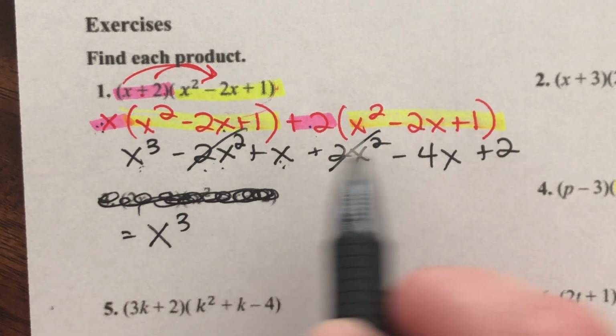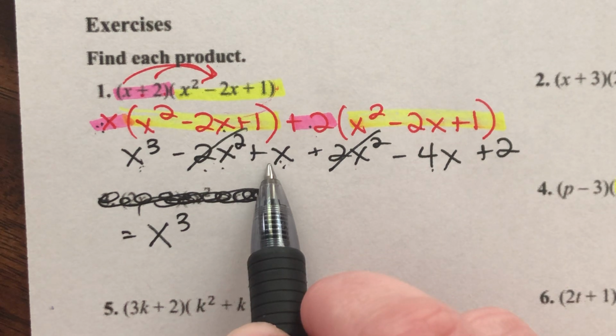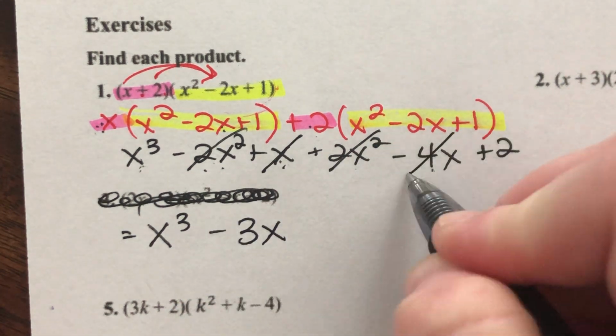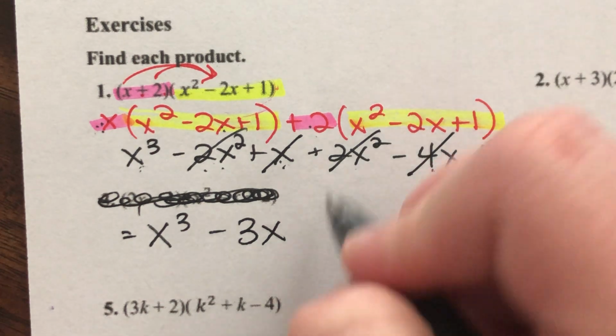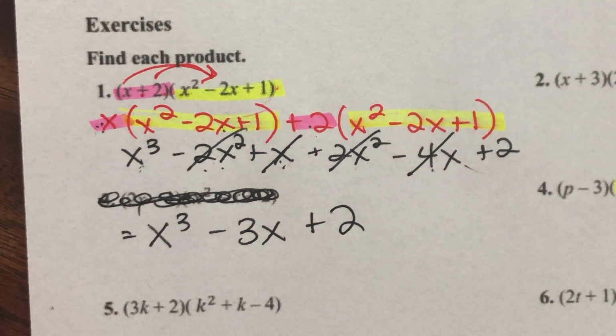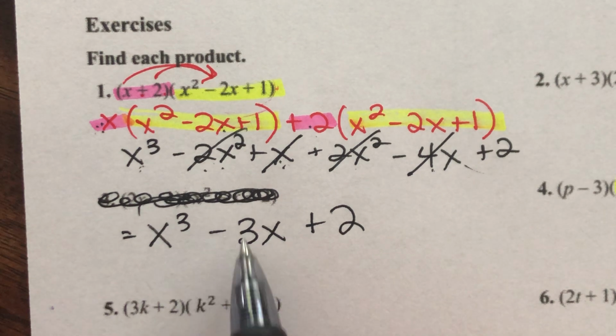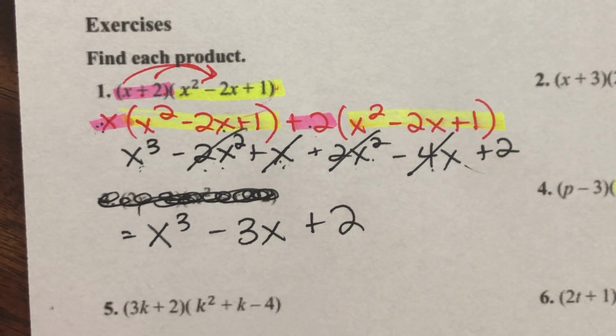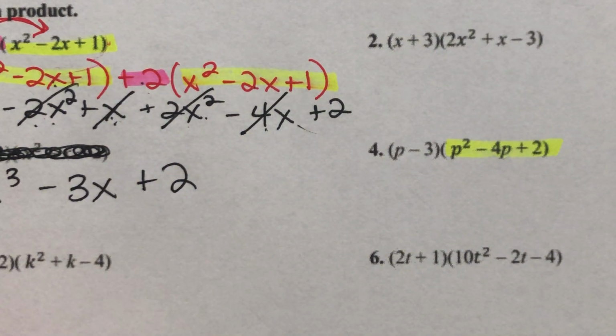Then I've got x and negative 4x. So 1x minus 4x is negative 3x. And then I've got this plus 2 hanging off the end. So I'm done. Normally I would have an x squared term in here, but in this case they canceled each other out.